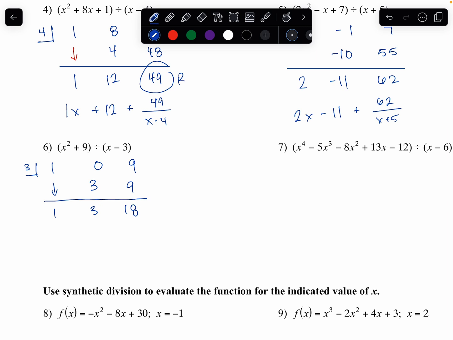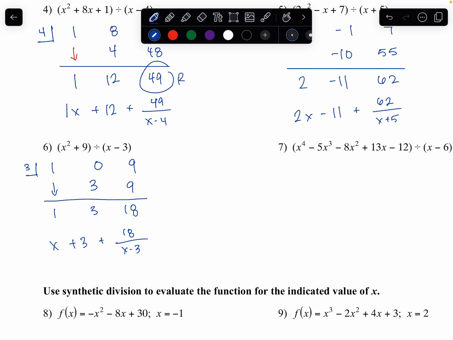Okay, and then this is the coefficient of the leading term of my quotient, and that's going to just be x. So this is going to be 1x, and then this has to be to the first degree since the dividend was of the second degree. So 1x plus 3, and then the remainder is going to be 18 over x minus 3.